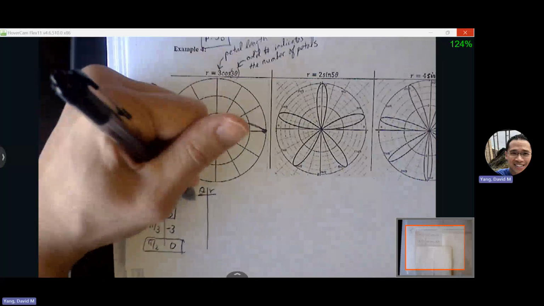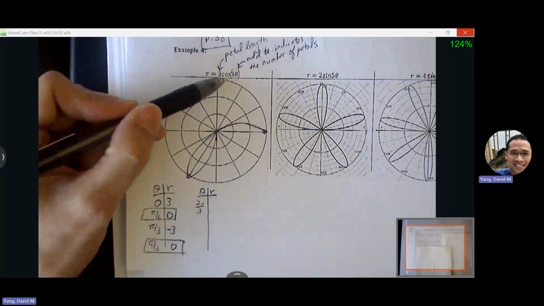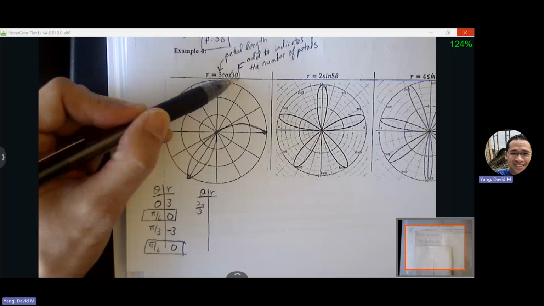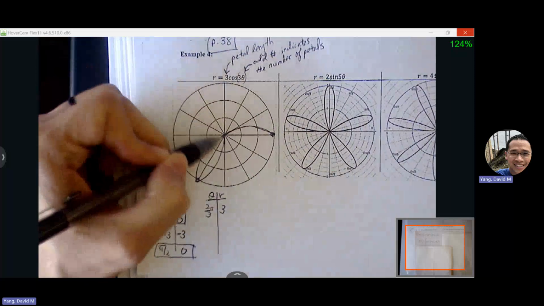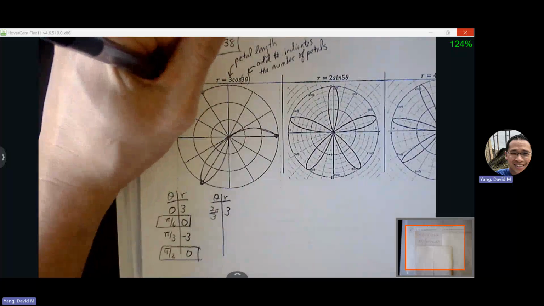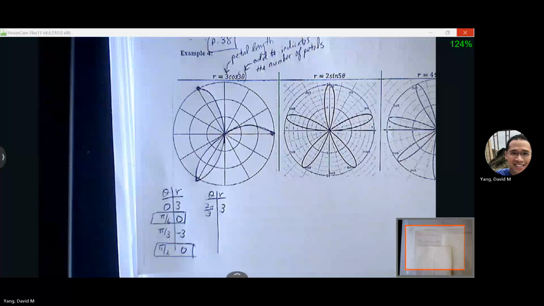Next up, I'll choose 2 pi over 3. So 3 times 2 pi over 3 is just 2 pi. Cosine of 2 pi is 1. 1 times 3 is 3. So that means at this angle, at 2 pi over 3, we need it to go all the way over to this 3 here. So the graph is going to do this.